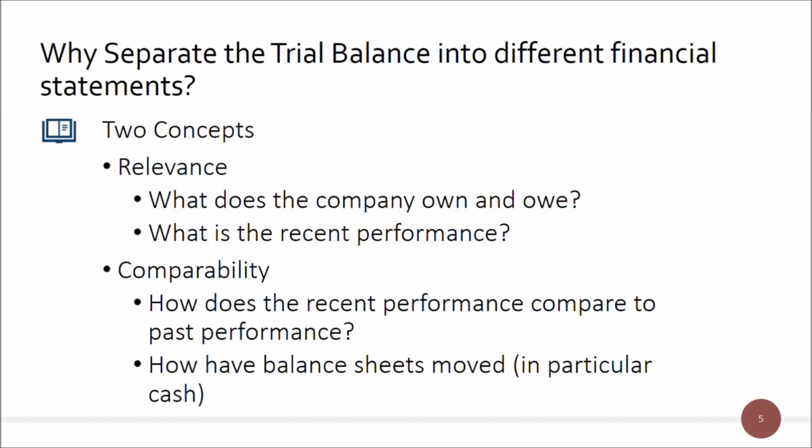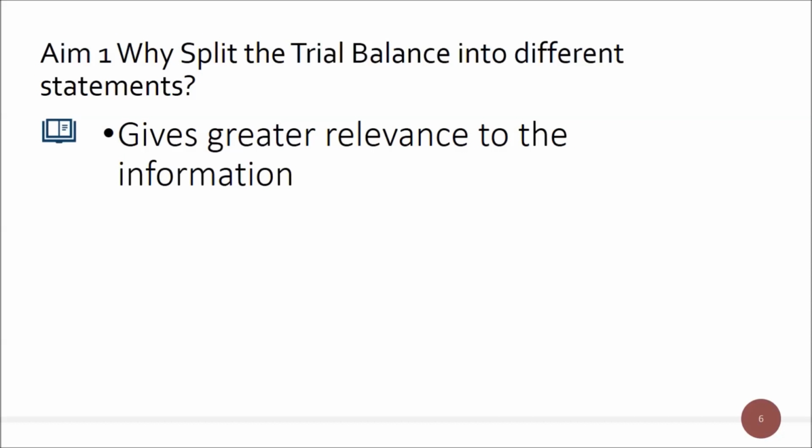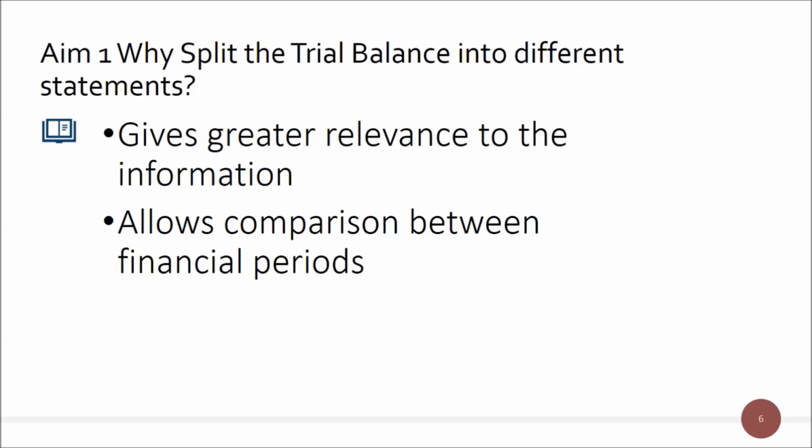So we've got these two concepts going on. Then relevance, we're just making it more relevant. We're answering the questions that a shareholder might have or anybody might have, by producing these individual financial statements. And then we're having this idea of, well, how has this moved over time by comparing one financial statement to the next. So that is aim number one. Why do we split our trial balance into two different statements? Well, it gives greater relevance to the information, much better for the reader of the accounts to be able to see, and it also allows comparisons between financial periods. So that's aim one out of the way.